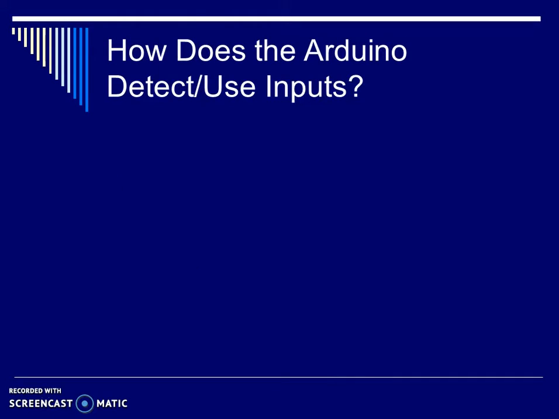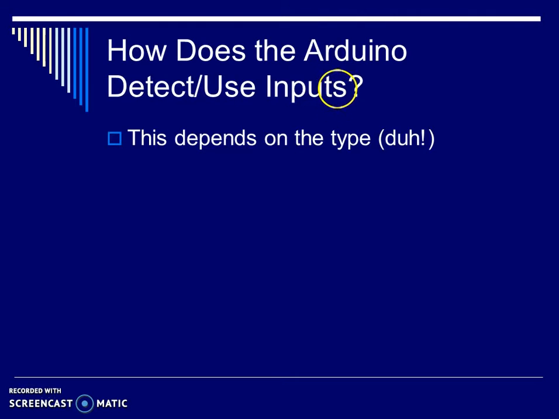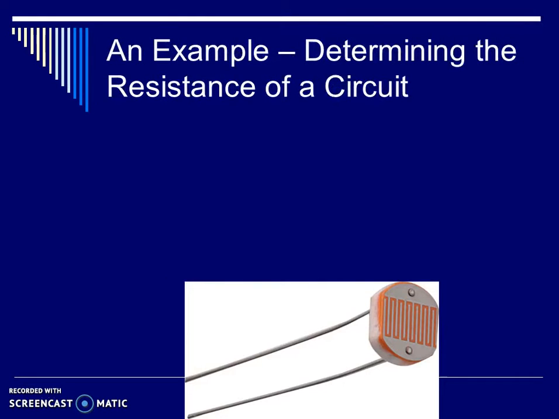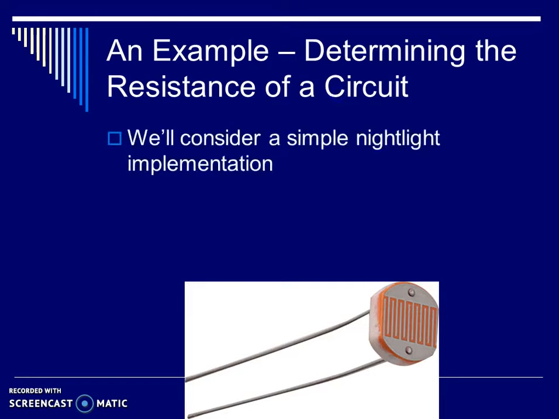So we want to dig into how the Arduino uses inputs. Obviously, the way we do this depends on the type of input, but usually we're going to incorporate a status check in a loop. And the checks are coded dependent on the sensor and the situation. So I alluded to this earlier. We can rebuild our nightlight application, and we do this simply by looking at the resistance of a circuit.